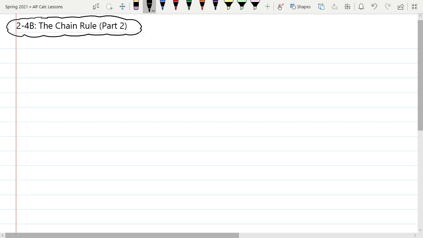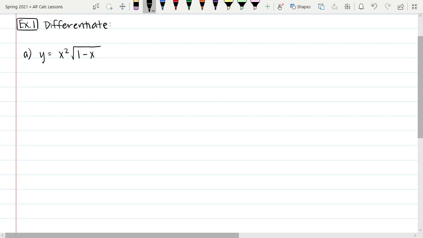All right, so taking a look at our first example. Here we have y equals x squared times the square root of 1 minus x. The very first thing I'm going to do, and this is pretty much a general rule, as soon as you see that you're dealing with a function that involves a radical and you're trying to find the derivative, the very first thing you should be doing at this point is rewriting the radical as an exponent. So the very first thing we're going to do is rewrite this function as y equals x squared times (1 minus x) to the 1/2 power.